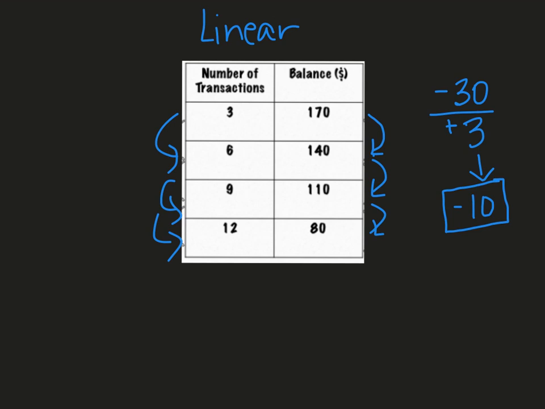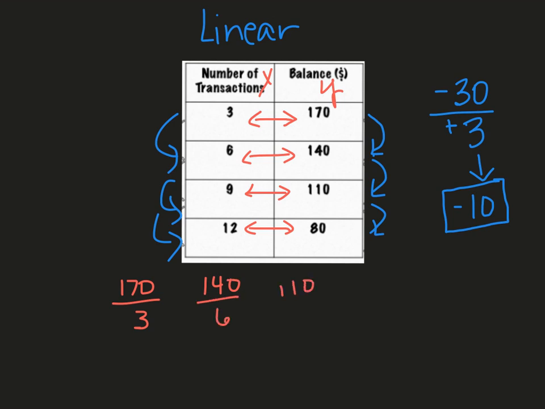Now, to see if this is proportional, you don't look at the sides. You look this way. Okay? So what I'm going to do is I'm going to take my y's and I'm going to put them over my x's. So this is y and this is x. So I'm going to put 170 over 3, 140 over 6, 110 over 9, and 80 over 12.